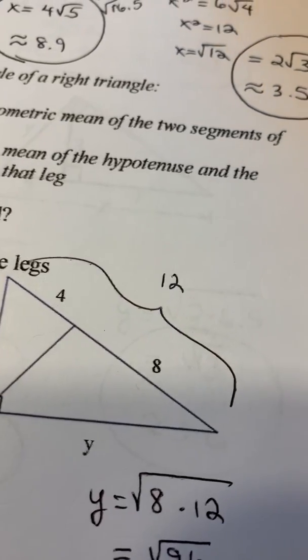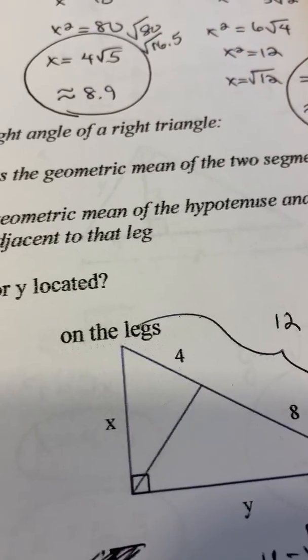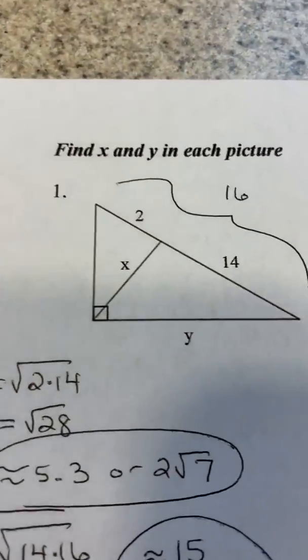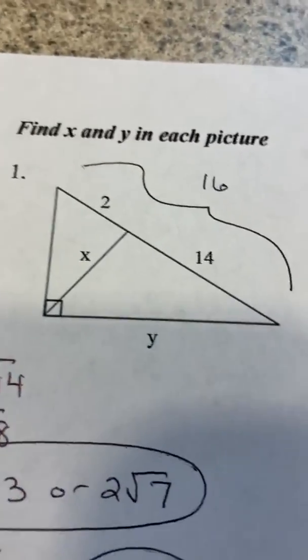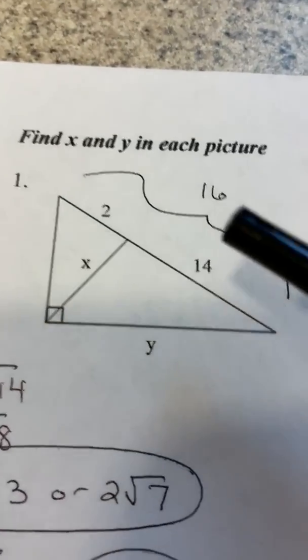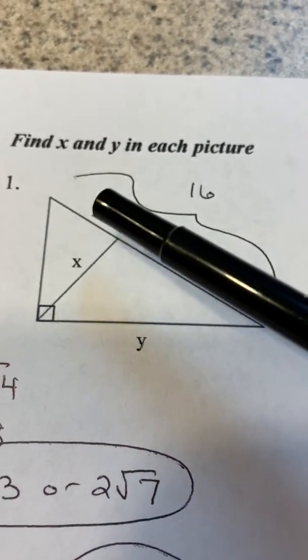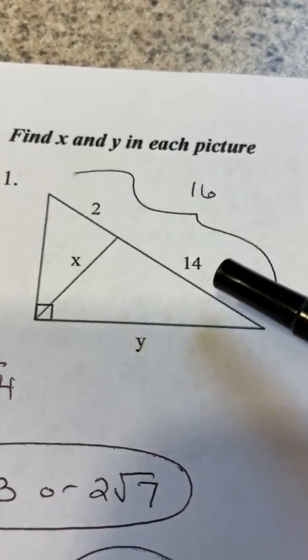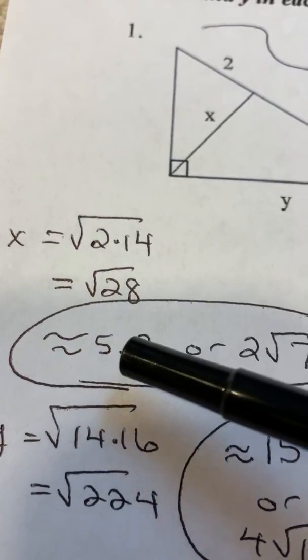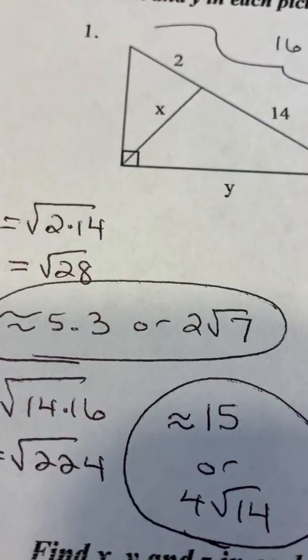Moving on to the next page, I can turn the page here and get that out of the way. The next example, we're just going to do some practice problems in a continuation of the notes. So they're looking for x. Luckily, that's the connector here. So that would be just 2 and 14. So there's your 2 and 14, 28, 5.3, or 2 root 7.